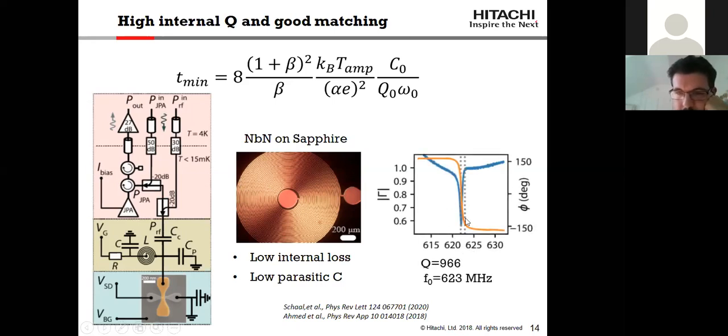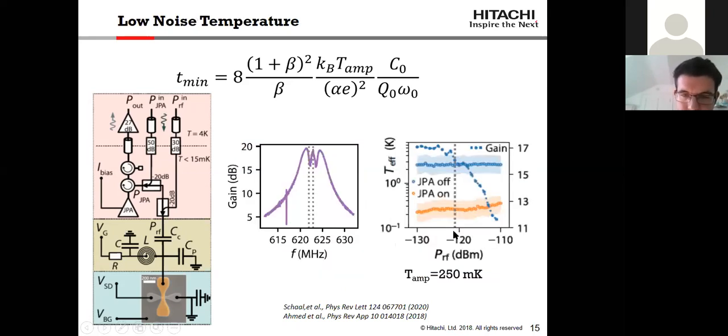So this is the spectrum of the resonator at around frequencies of 620 megahertz. You see the reflection coefficient and the phase response of the resonator. So we can see that the matching is relatively good, and the Q factor is approaching the value of 1,000. So this is the internal Q factor.